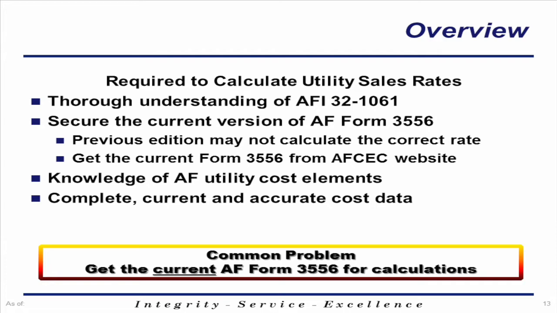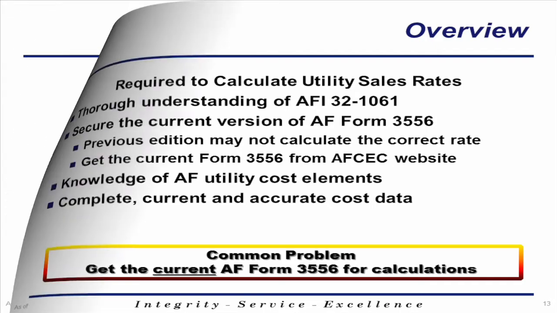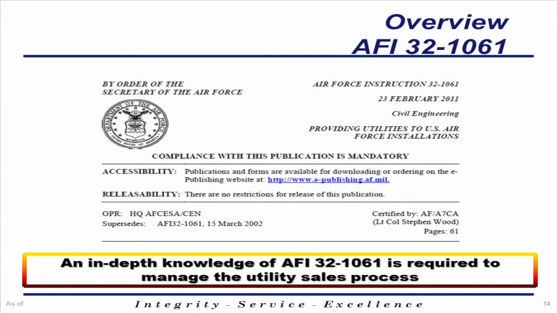What you need to do is download the current form from the AFCEC website, check the revision date, and make sure that you have the current form. If the form that you have is not the current form, you'll have to start with the current form and use that. Now, let's talk some more about cost elements and cost data. There'll be more and more coming on that stuff.